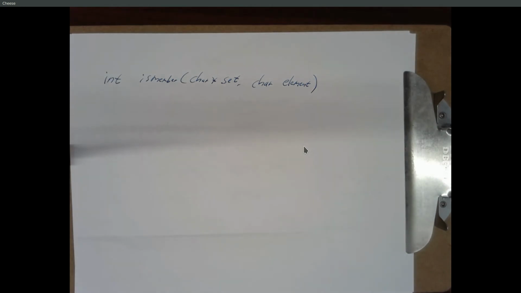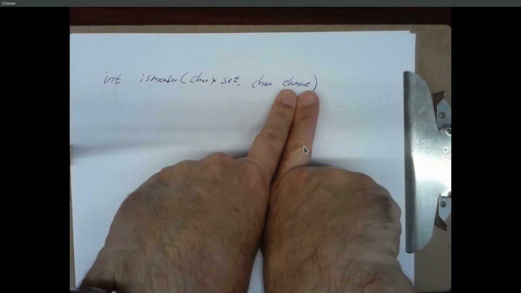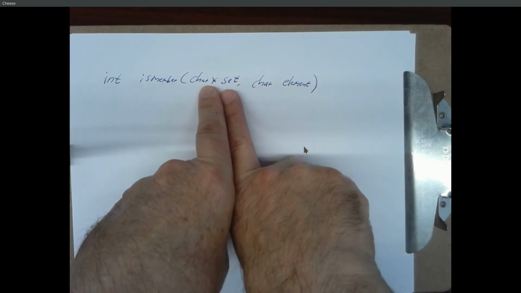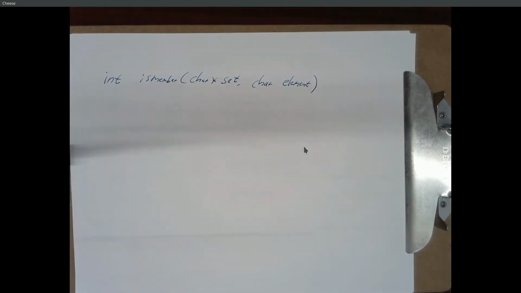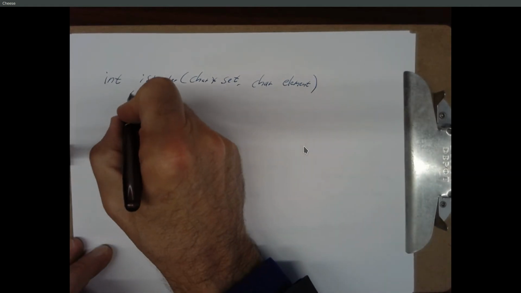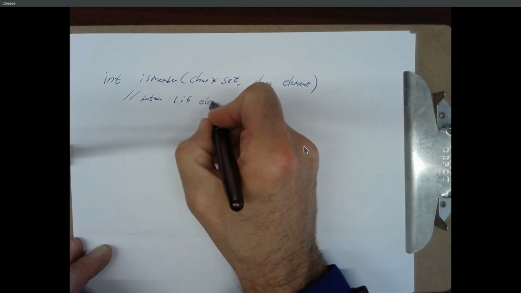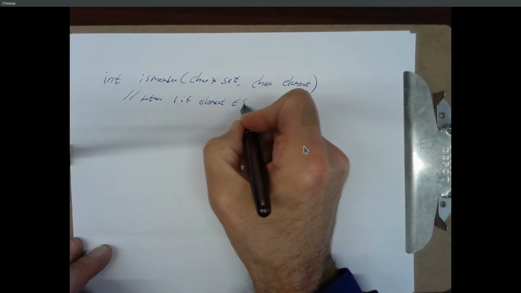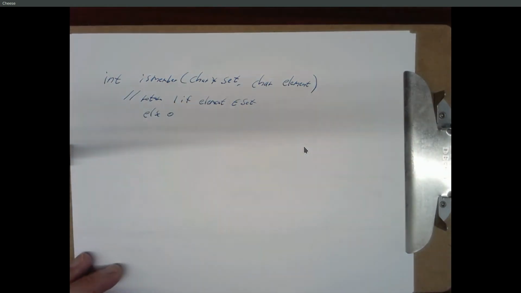So I've got a set. I'm assuming it's a string of characters. I've got a set, and I have a particular element, which is just one character, and I want to know, does this element belong to this set? That's what this function does. And it returns, say, a 1 if it's in the set and a 0 if it's not. So return 1 if the element is in the set, otherwise 0.